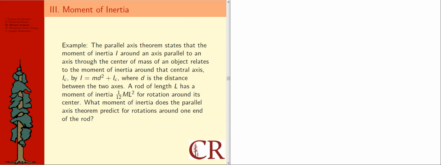A rod of length L has a moment of inertia of 1/12 ml squared for rotation around its center. What moment of inertia does the parallel axis theorem predict for rotations around one end of the rod?